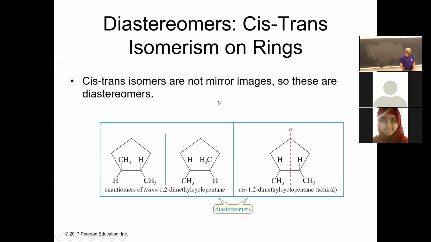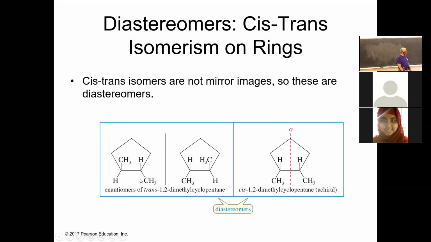Okay, we can have cis-trans isomerism in rings. Here is trans. These two isomers of trans-1,2-dimethylcyclopentane are enantiomers. I cannot superimpose these. If I flip this over and try to line up all the groups, they won't line up. So these are different molecules. They are non-superimposable mirror images.